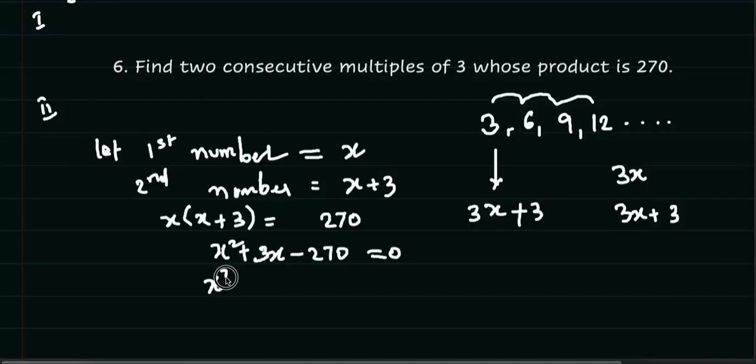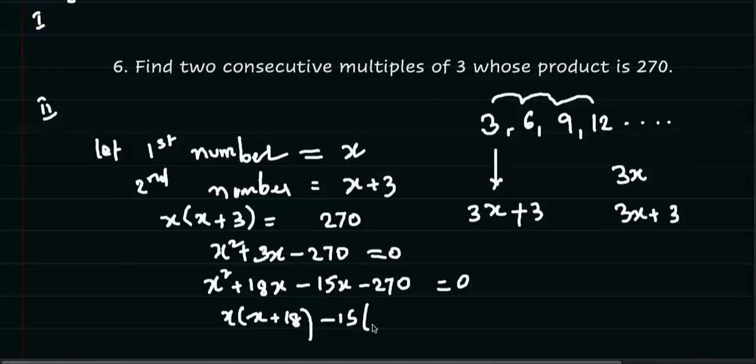x square, since 3 is positive, you write negative 15, bigger number positive 18x, minus 270 equal to 0. x is common: x plus 18, negative 15 common: x plus 18. So the two values of x are 15 and negative 18. So you will disregard negative 18. You will take only the first multiple of 3 as 15 and the second multiple of 3 as 18.